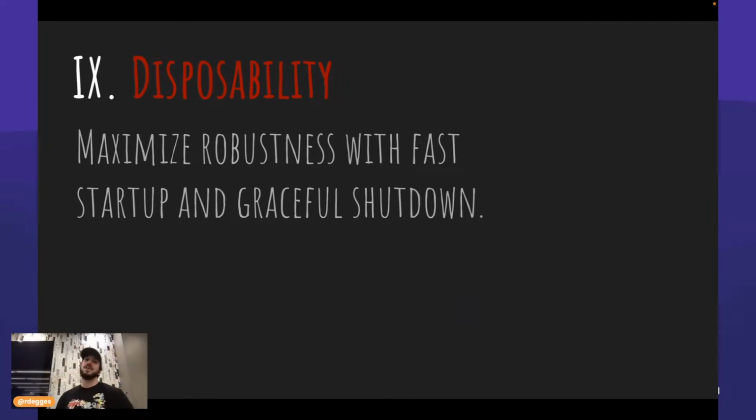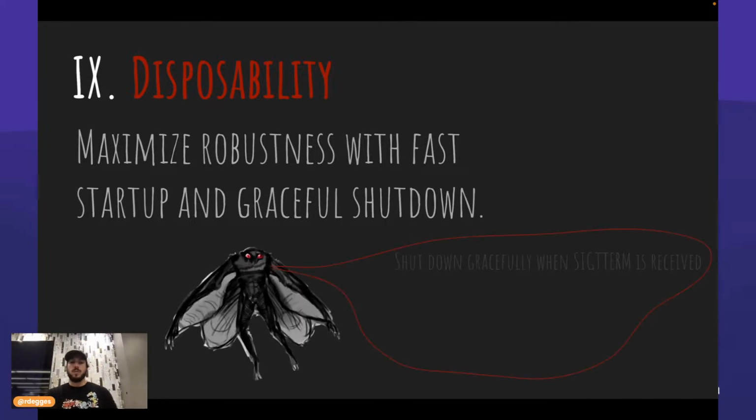Disposability. So this factor of the 12-factor app talks all about the fact that you really want to try to maximize the robustness of your web apps by making sure that they start up really quickly when you start them, and they shut down gracefully when they are killed. So what does that mean?